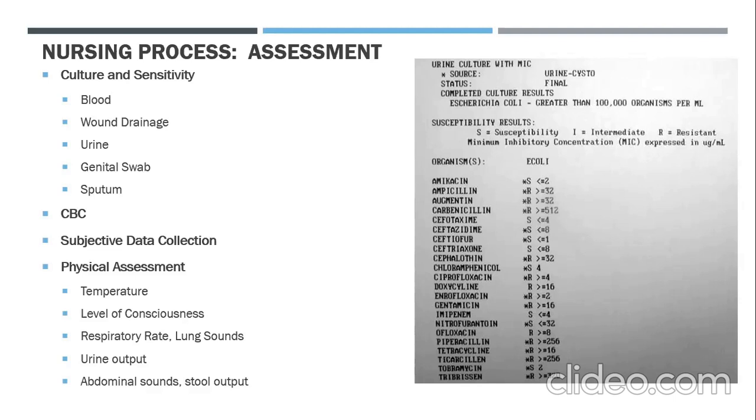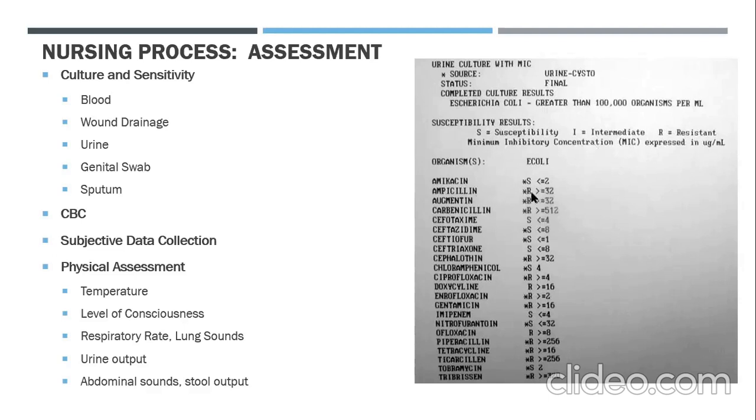And when you get that culture back, it's going to look exactly like this. S means susceptible, R means resistant. Is that bacteria susceptible or resistant to that antibiotic? So you're going to find out, okay, the person has an E. coli. I'm assuming this is urine. Yep, cysto, urine. So the person has an E. coli infection in their urine. And it's pretty significant because they got over 100,000 organisms. So that's an infection.